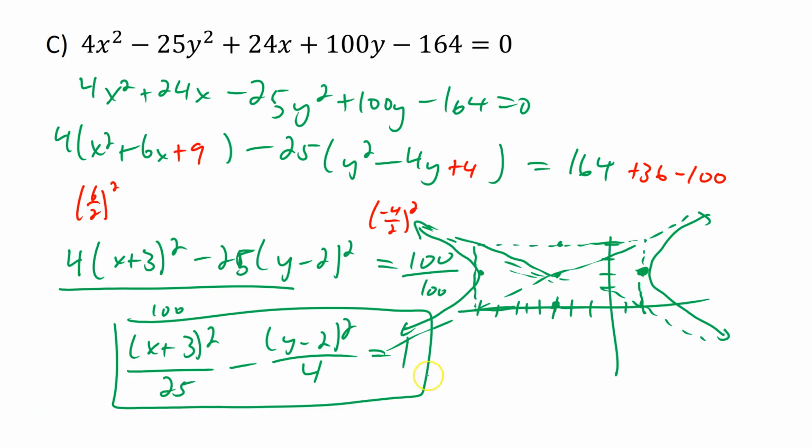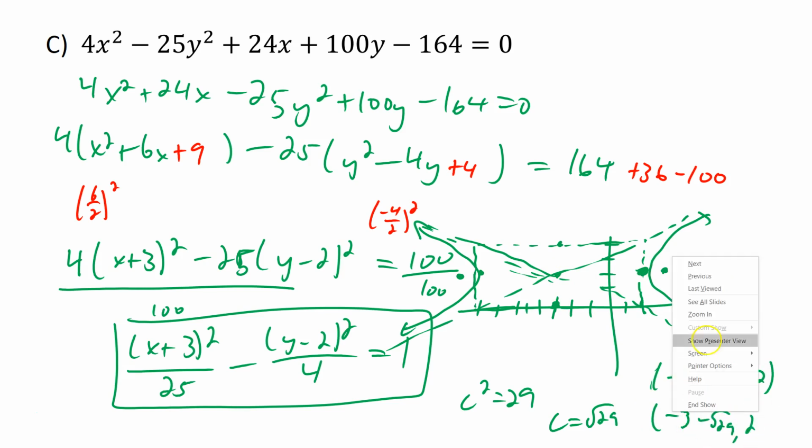And then if we want to find the foci, let's see. C squared would be 29, A squared plus B squared. So C is root 29. So we go left and right a little more than 5. 1, 2, 3, 4. So 5 is the edge of the box, so focus there. Focus there. The coordinates of those guys would be negative 3 plus root 29, and the y coordinate is 2. And negative 3 minus root 29, comma 2. Those are the foci.